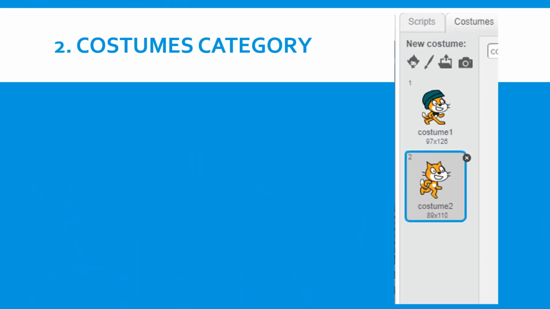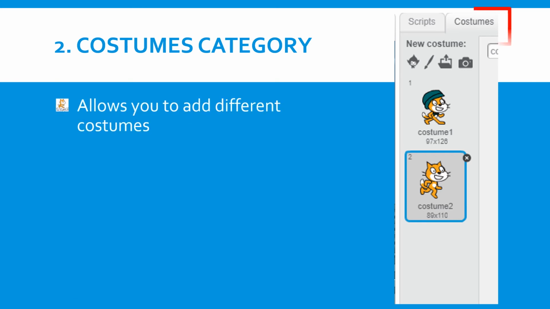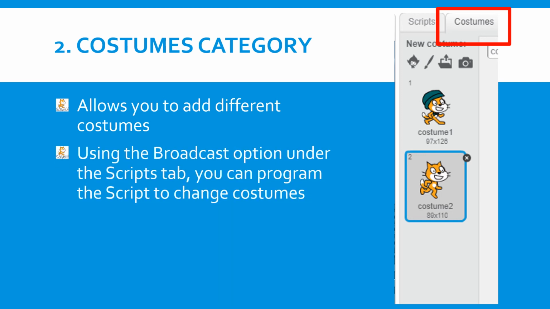Now that we have finished the first category for scripts, we are now going to look at the costume category. This category allows you to add different types of costumes. Using the broadcast option under the scripts tab, you can program the script to change costumes. I highly recommend that you explore the broadcasting options since you might want to use this as part of your gaming.